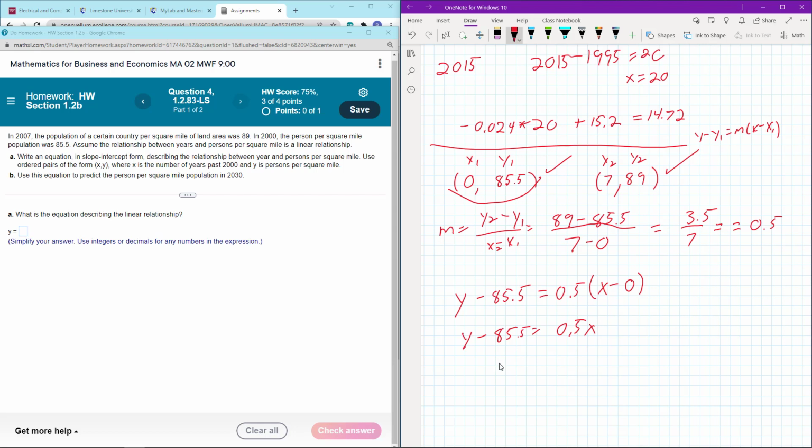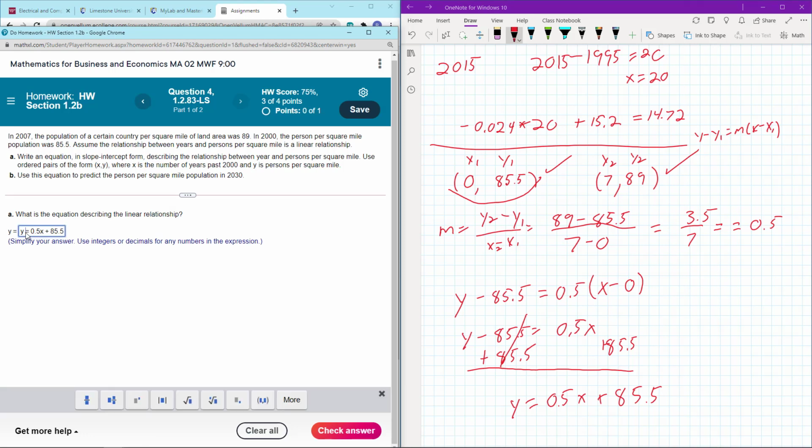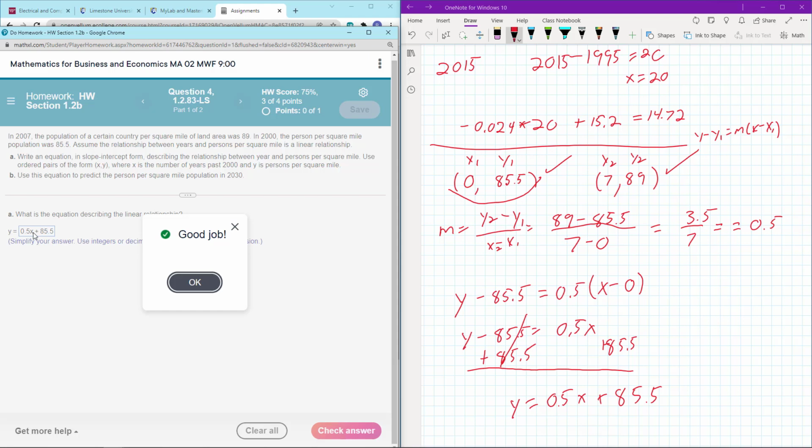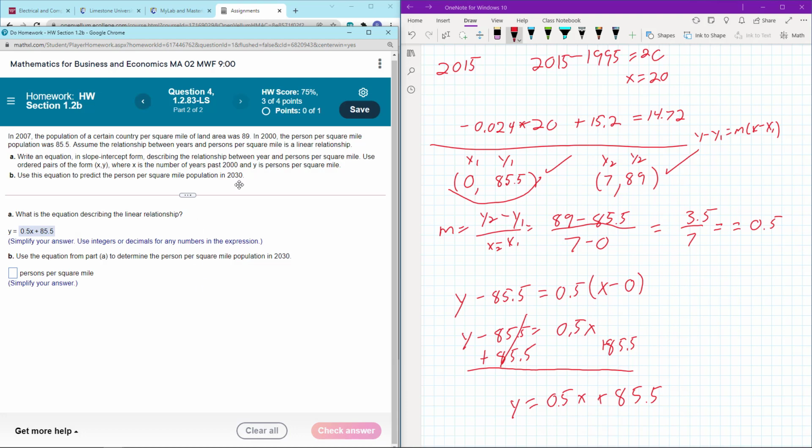All we need to do now is add 85.5 to both sides, and then doing vertical addition, these will cancel. You will have y is equal to 0.5x plus 85.5. Okay, let's see if this works. I didn't notice, but the y equals is already there, so let me get rid of that. Here we go, that's a common mistake. Much better. Okay, now we want to use this equation to predict the population in 2030.